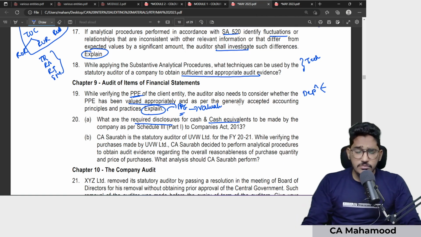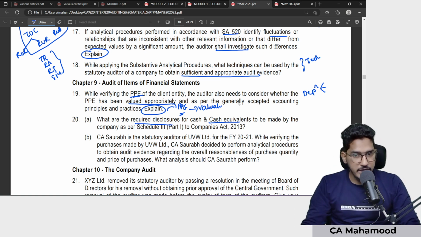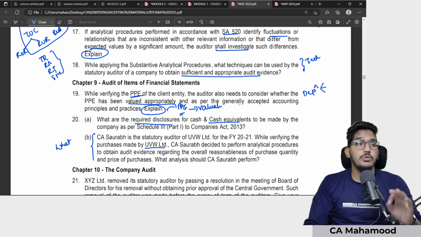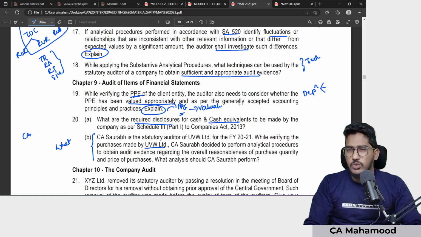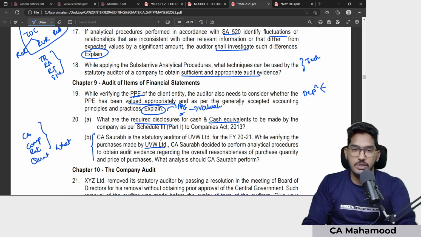Next one. CA Saurabh is a statutory auditor of UVW Limited for the financial year 2021. While verifying purchases made by UVW Limited, CA Saurabh decided to perform analytical procedures to obtain audit evidence regarding reasonableness of purchase quantity and quality. So nothing but they're asking you to write what analytical procedures you will perform regarding purchases. 4 they will say in the answer: consumption analysis, composition analysis, ratio analysis, and quantitative reconciliation. Those 4 you have to write here.